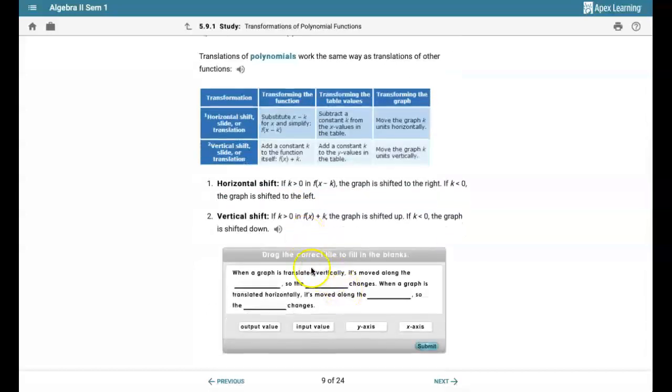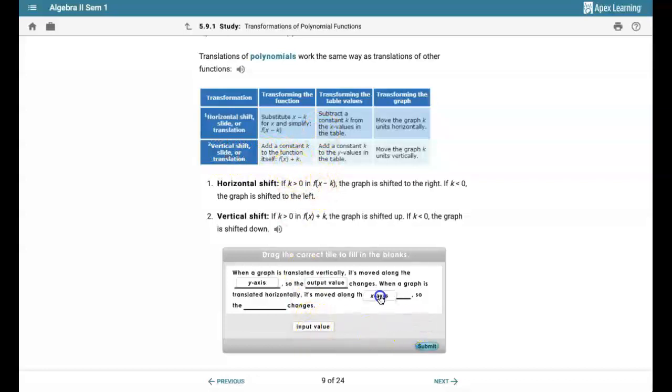So when a graph is translated vertically, it moves along the y-axis, so up and down. So it is the output value that is changed. If we look here, we've got my function plus my k value. So that's going to move it along my vertical axis. That's going to shift it up and down, and that's going to really just change the output value.